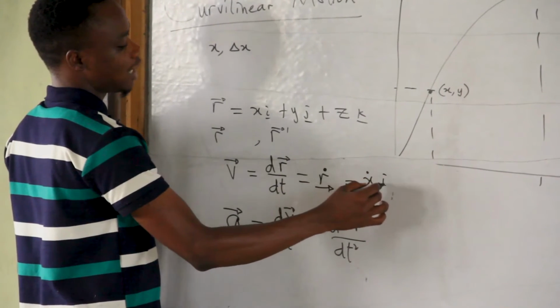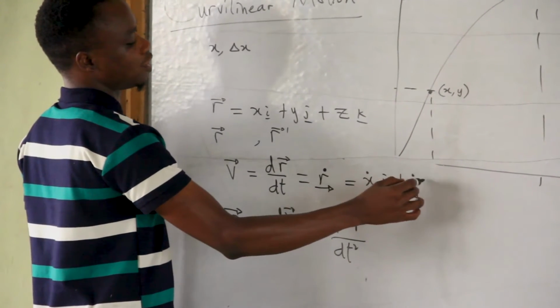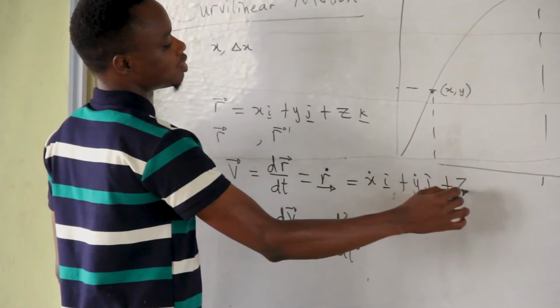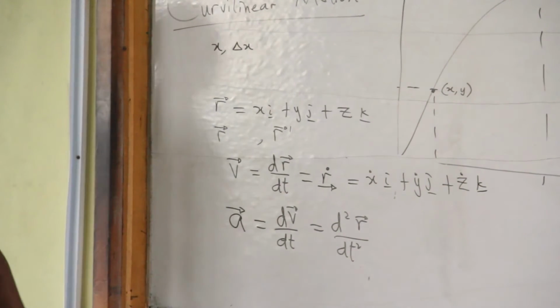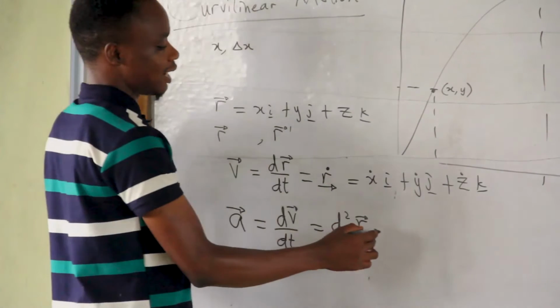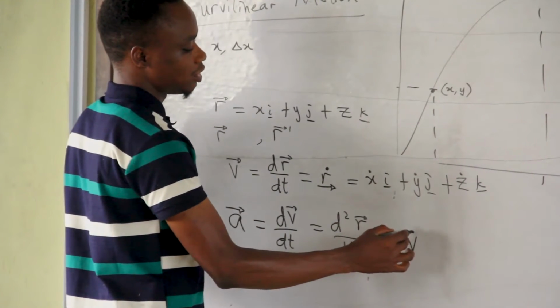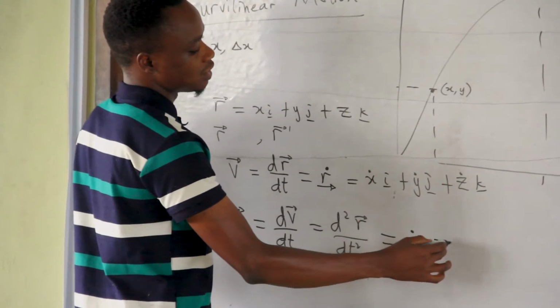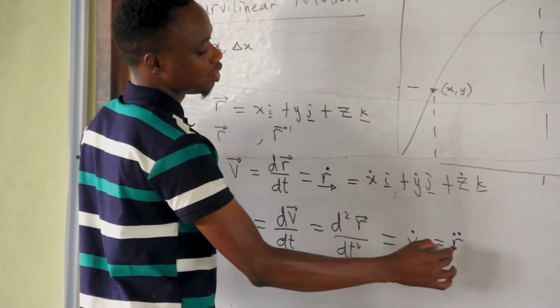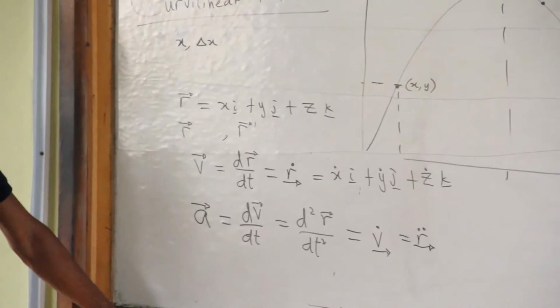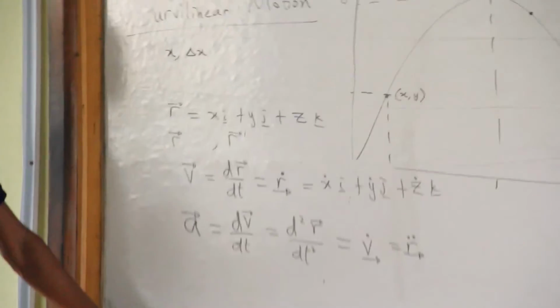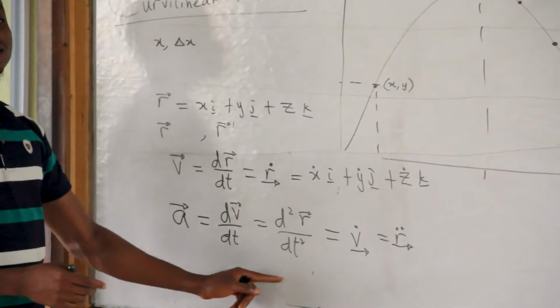x dot i plus y dot j plus z dot k. Does it make sense? So similarly, I can write acceleration as v dot, which is the same thing as r double dot. Is it clear? r double dot simply means I'm taking the derivative of r twice, like the second derivative of r with respect to t.